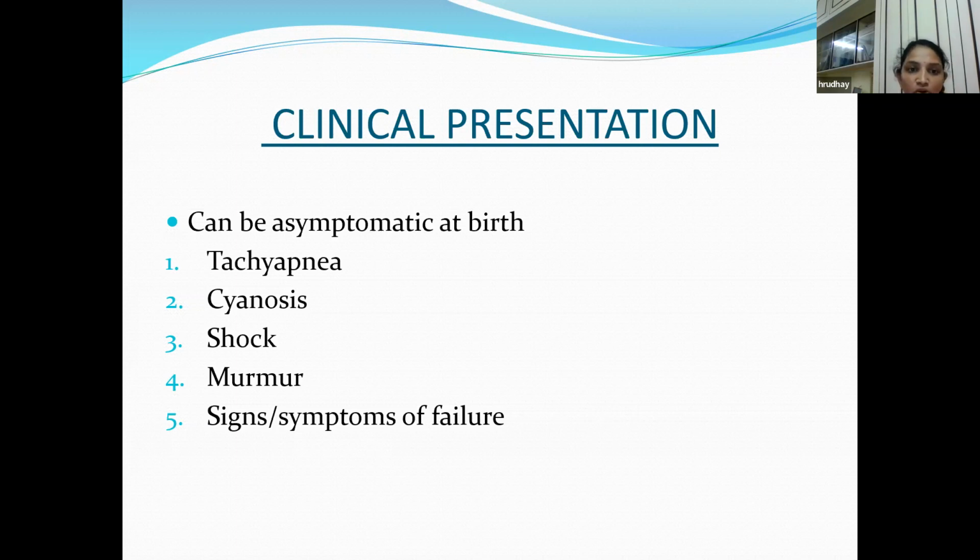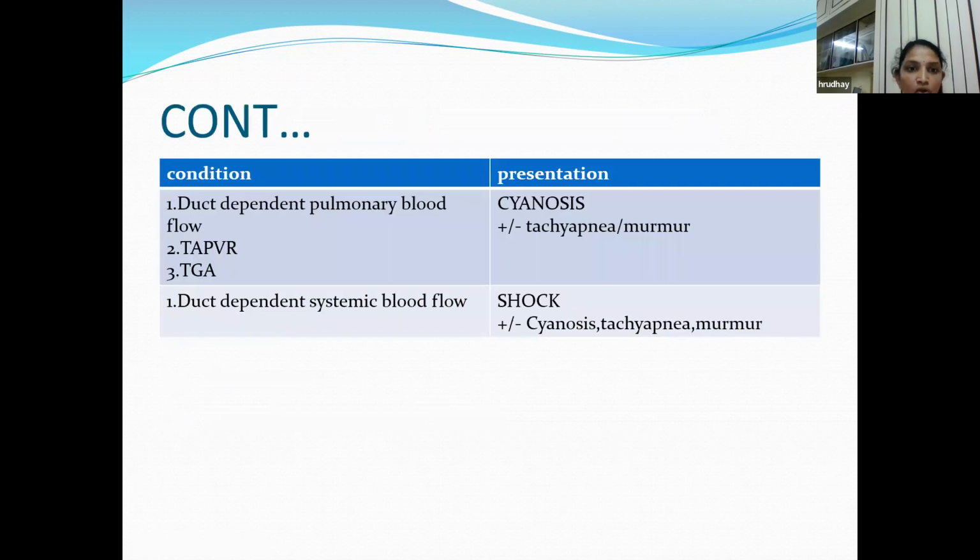So in the presentations, most can be asymptomatic at birth. And what could the other presentations be? Tachypnea, cyanosis, shock, murmur, signs and symptoms of failure. Cyanosis we have already discussed, and tachypnea I'll be discussing later. As I've told you, duct-dependent pulmonary blood flow, that is right side obstructions or TAPVC or TGA, predominantly present with cyanosis, whereas tachypnea and murmur will be secondary.